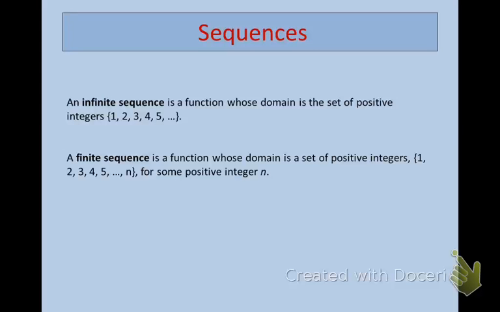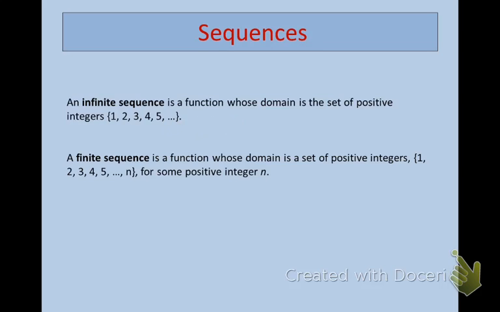So an infinite sequence is a function whose domain is the set of positive integers 1, 2, 3, 4, 5, going on forever. Basically what that means is that it doesn't mean the sequence itself is 1, 2, 3, 4, 5. It just means that you have a pattern for the first term, the second term, the third term, the fourth term. And then infinite means that it just keeps on going on that pattern forever and ever.